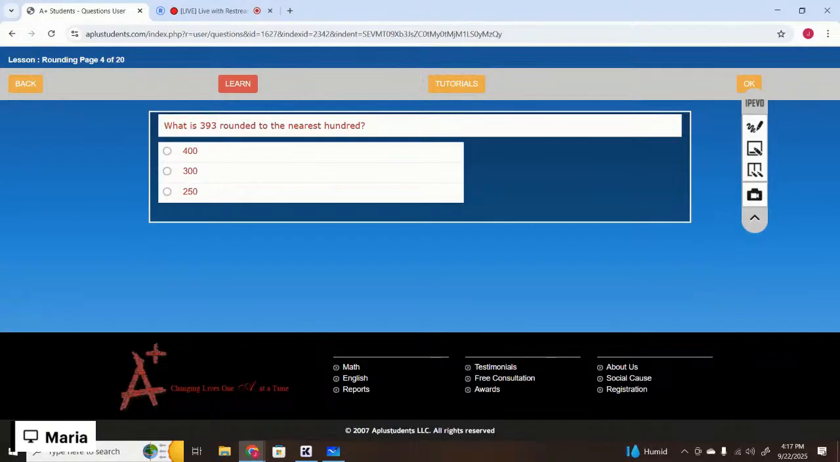What is 393 rounded to nearest 100? So, which is the correct option?